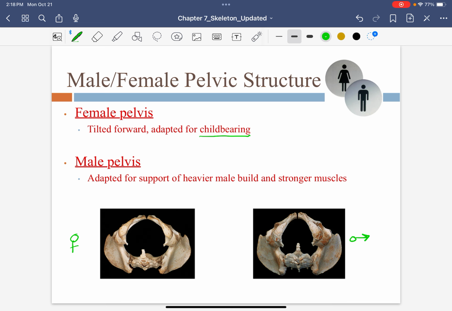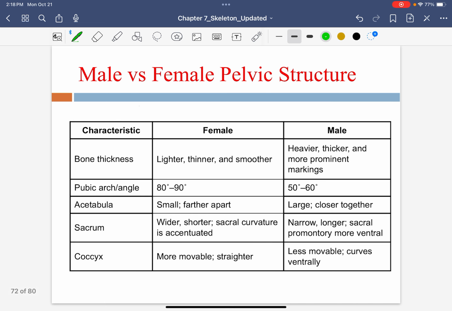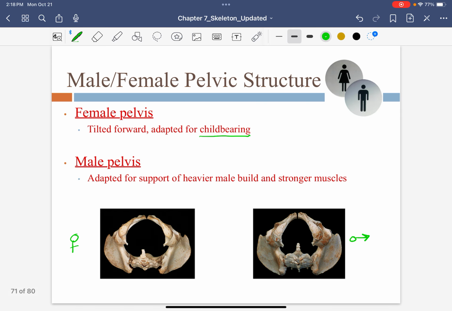I give you many differences. You do not have to know all of them. Something I want you to know, the female opening is wider. We know why, for the baby. The male opening is more straight up and down, not as wide. I'm just going to point out one other difference.